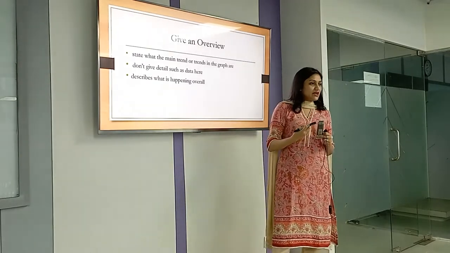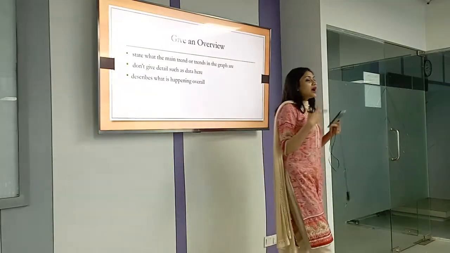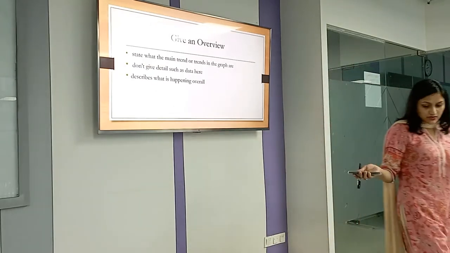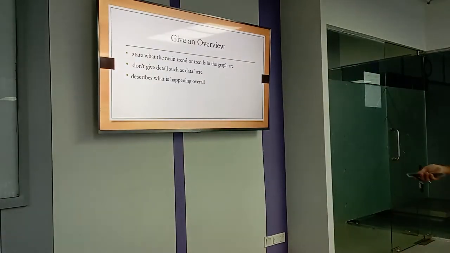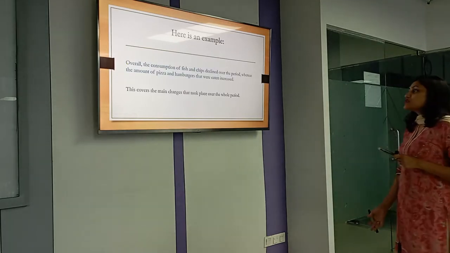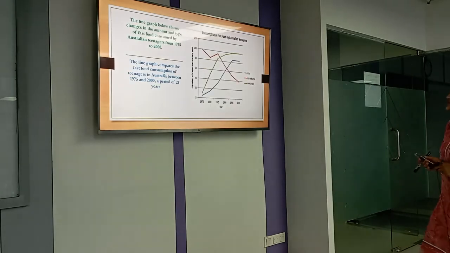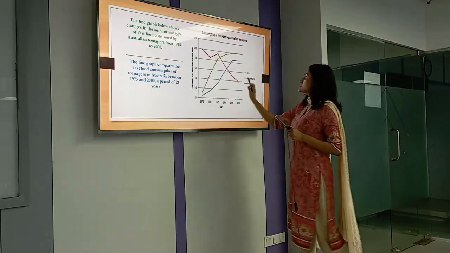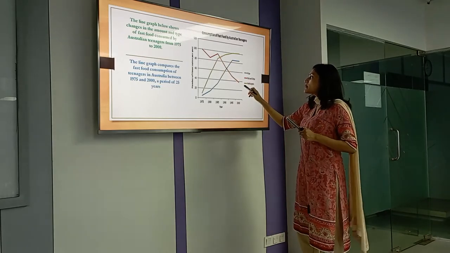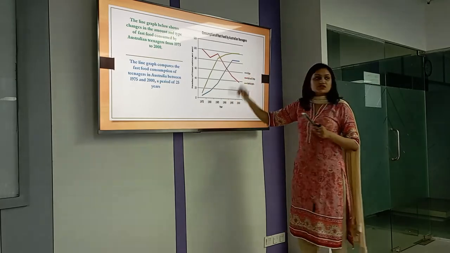And describe what is happening overall. Just give an overall summary. It's kind of a summary, where you are looking at the chart and doing a summary. Right? So here is an example. Overall, the consumption of fish and chips, you can see that fish and chips consumption is going down, right? Whereas hamburger and pizza consumption is going up.